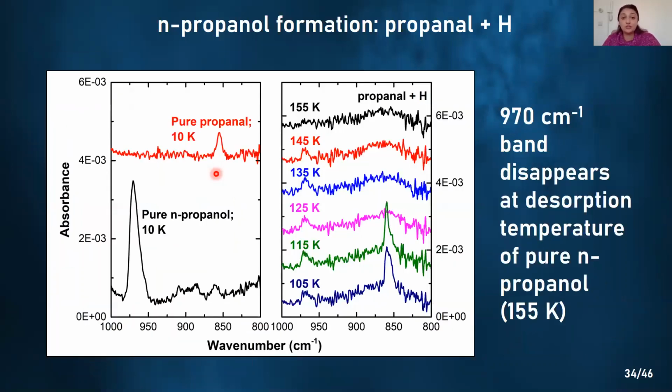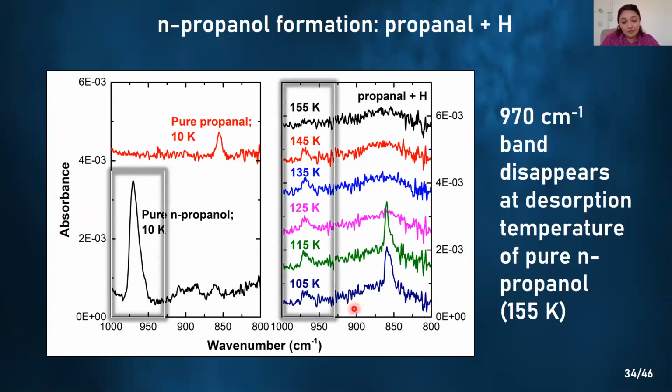There's also temperature-dependent infrared data, which is complementary and can be linked to the TPD data. So the CO stretching mode of n-propanol at 970 wave numbers is a relatively strong feature and also does not overlap with propanal features, which makes it a good candidate to look for in the propanal plus H infrared data. So you can see that this band disappears by 155 Kelvin, which is also the peak desorption temperature of pure n-propanol, making it very likely that this feature is representative of n-propanol.